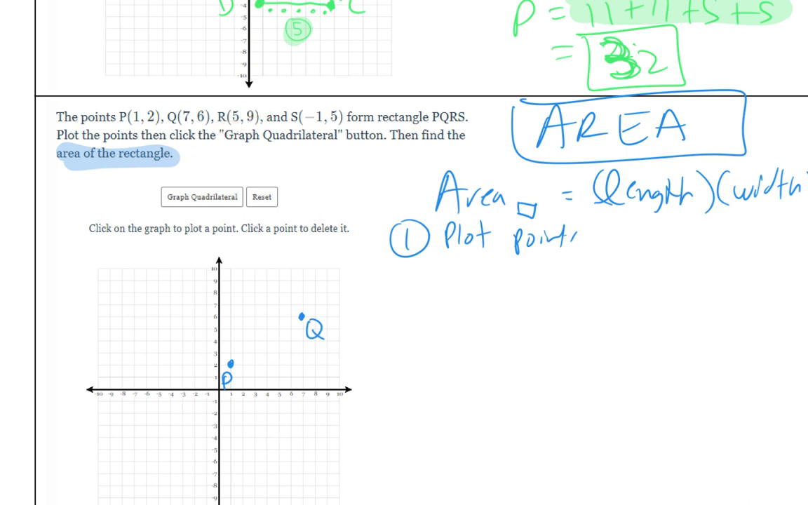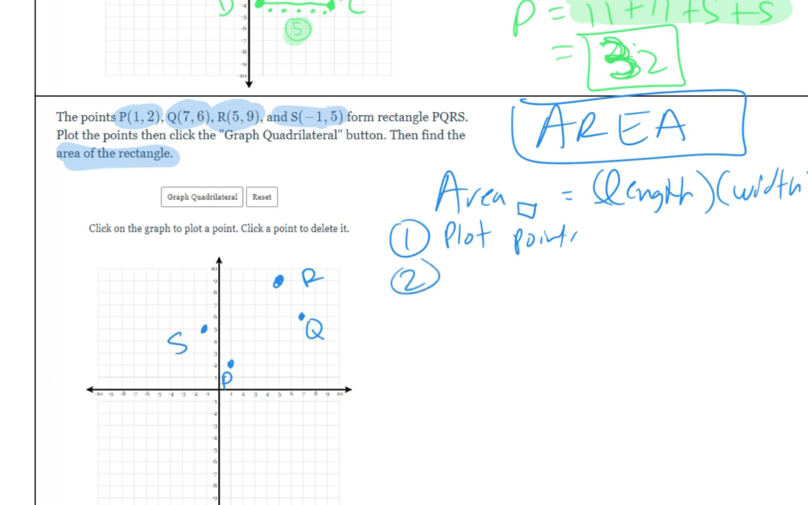Okay, next, after Q we're going to go to R. So we did P, Q, R is 5, 9. So we're going to go 5 to the right and we're going to go 9 up. So once we do that, we're going to put a dot right over there, right? We said we're going to label that one R. Okay, then our last one is S. S is negative 1, 5. So we're going to go left 1 and we're going to go up 5. And we're going to label that one S. Okay, so that's our first step.